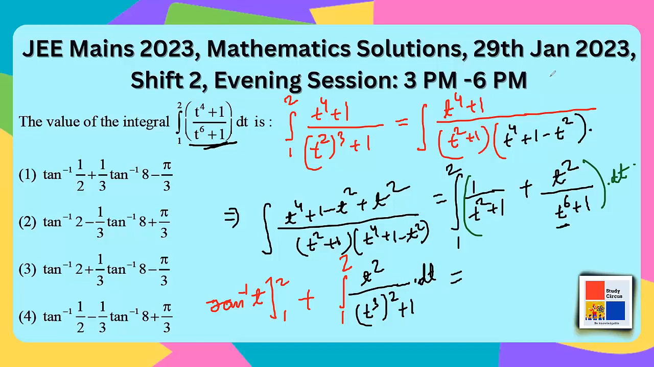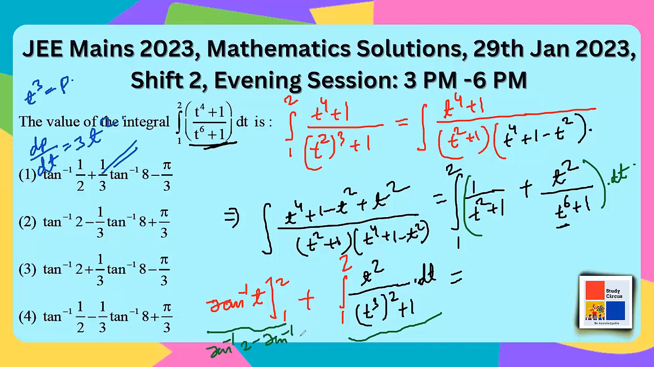How? If t cube, I say, let's say p, that means dp by dt is 3t square. This will help me get rid of that t square in the numerator. So t cube is equal to p, dp by dt is 3t square, right? The first part is done. This is simply tan inverse 2 minus tan inverse 1 after putting the limit, right? Tan inverse 2 minus tan inverse 1.